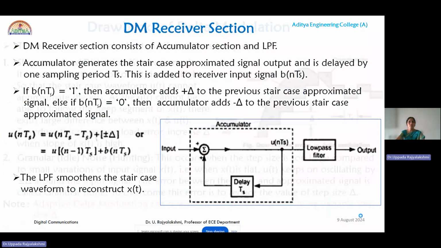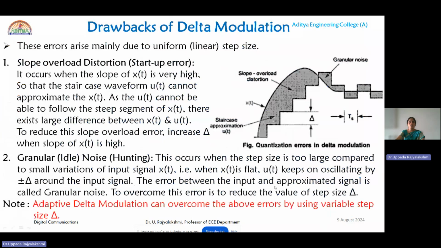In the next class, we can continue with the drawbacks of delta modulation as well as the SNR calculation.